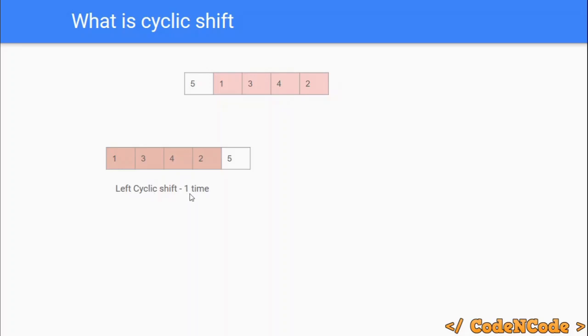If you perform it k times, what would happen? The first k elements would become the last k elements, and the remaining n-k elements would become the first n-k elements. So that would be the left shift.